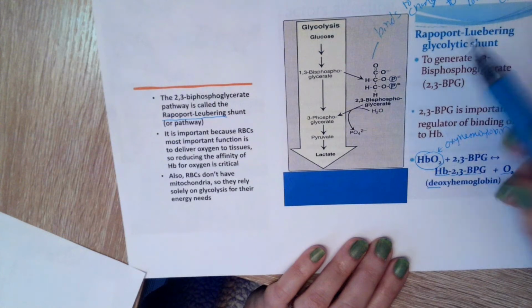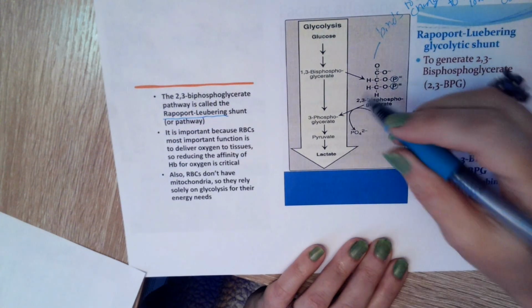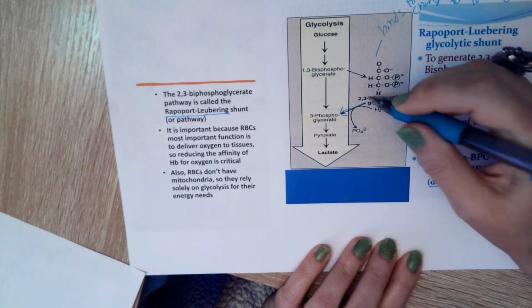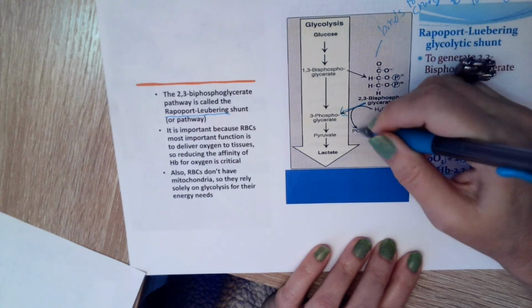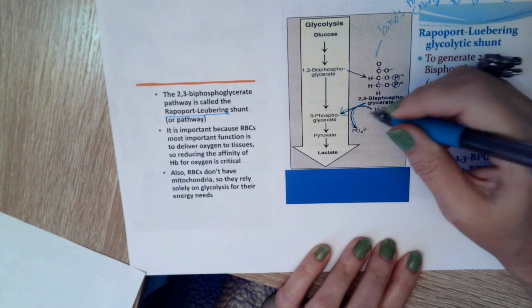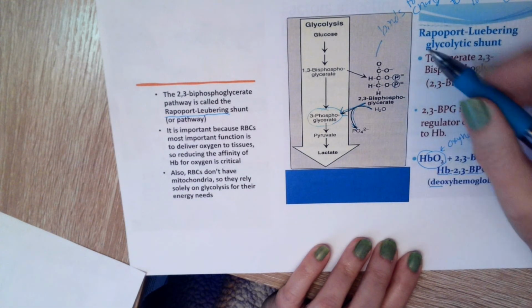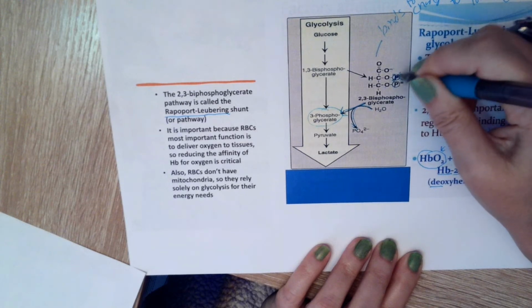Okay, now we've done what we needed to do, so we just kind of take the phosphate away here, and we have just 3-phosphoglycerate. So we take away this phosphate, the 2-phosphate.